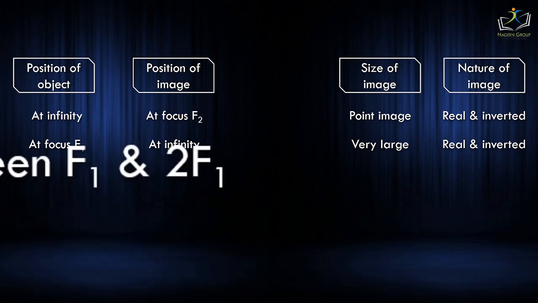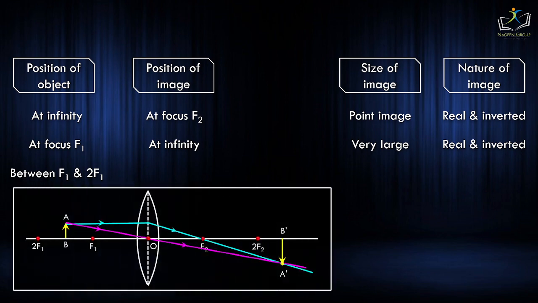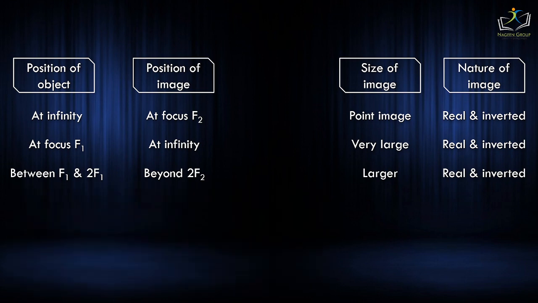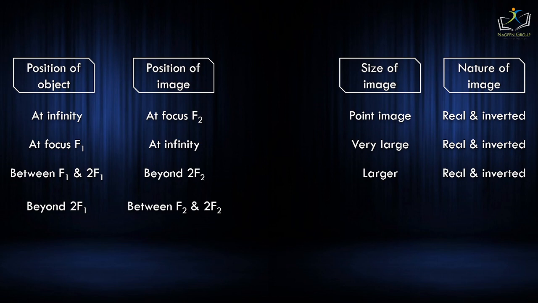Now the next case: we are taking the object between f1 and 2f1. If it is between 2f1 and f1, it forms an image beyond 2f2. Here it forms a large image, and the nature is real and inverted. Next case, we are taking it beyond 2f1. Beyond 2f1, we see that it forms an image between f2 and 2f2. It's a smaller image, real and inverted.